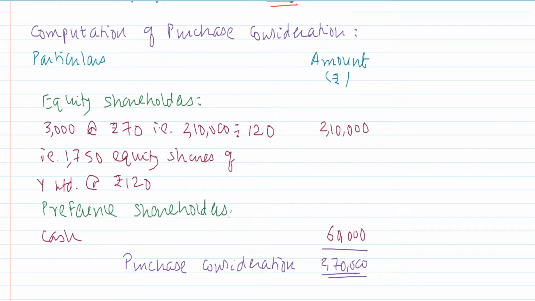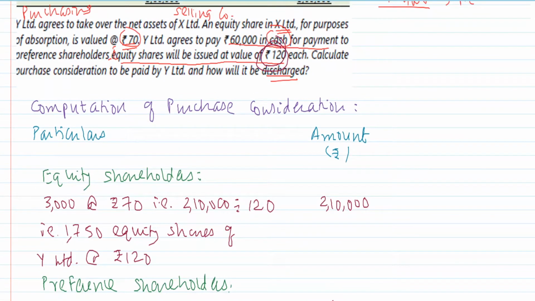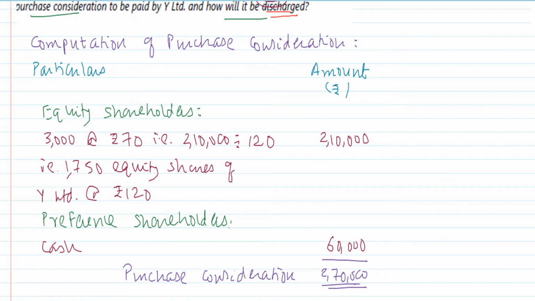If you see the question, they are saying calculate purchase consideration, we have done that, and how it will be discharged. See, this statement is also showing how it was going to be discharged, isn't it? You are supposed to pay 2,10,000 to the equity shareholders. Tell me, how will it be discharged? It will be discharged by issuing 1750 equity shares at 120 rupees. We will pay 60,000 rupees to the preference shareholders. How will it be discharged? It will be discharged in cash. So both the questions are being answered by preparing this single statement.